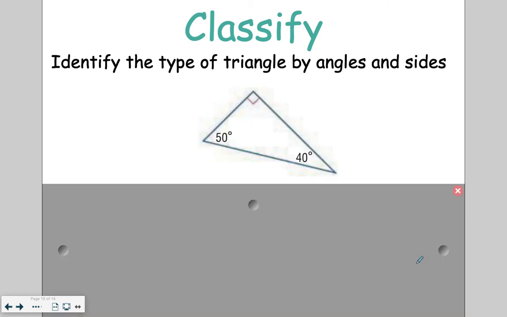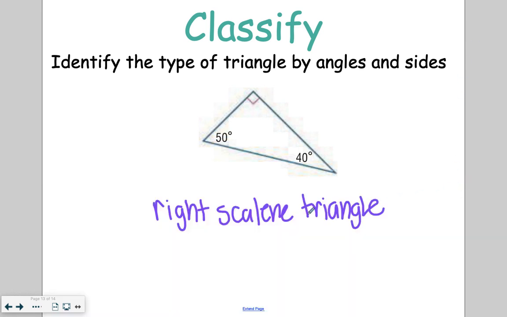Go ahead and classify this triangle by angles and sides on your own. This is a right scalene triangle. Our biggest angle is 90 degrees and none of our sides are matching.